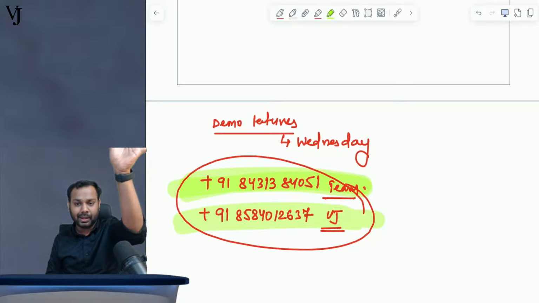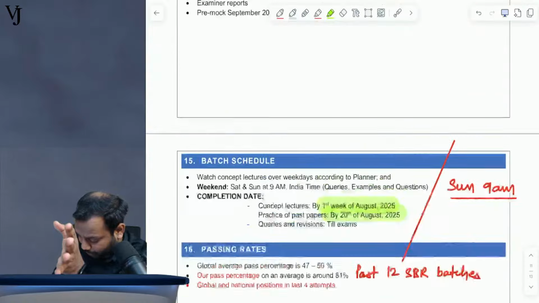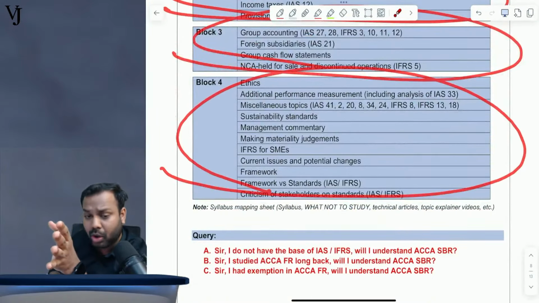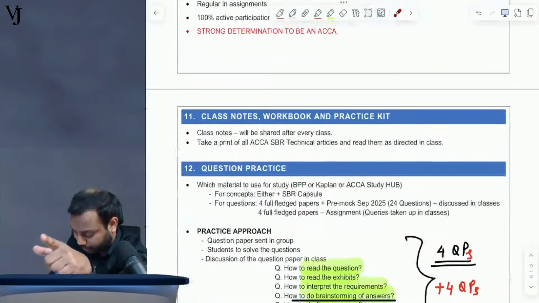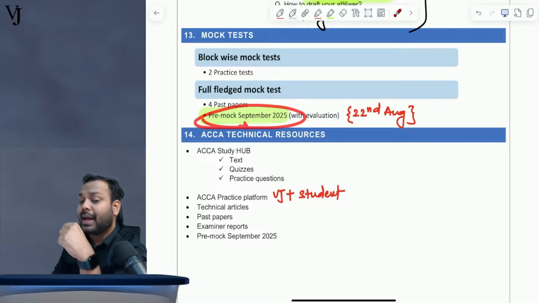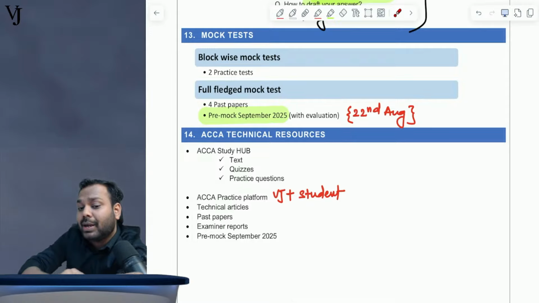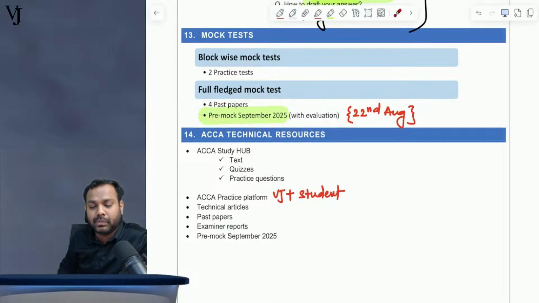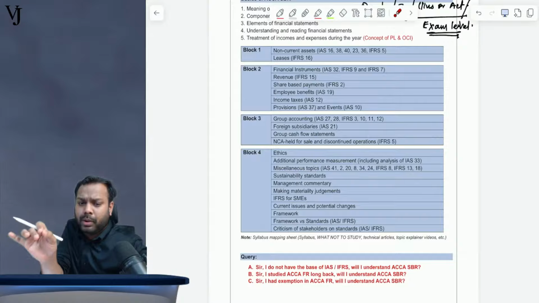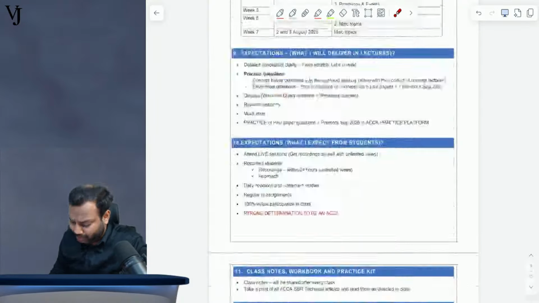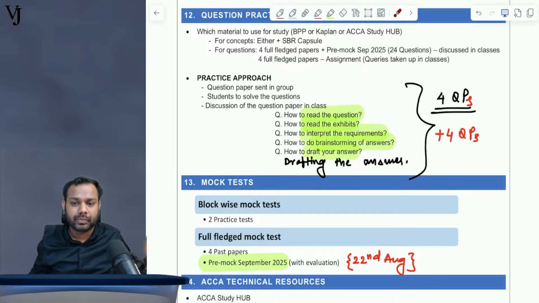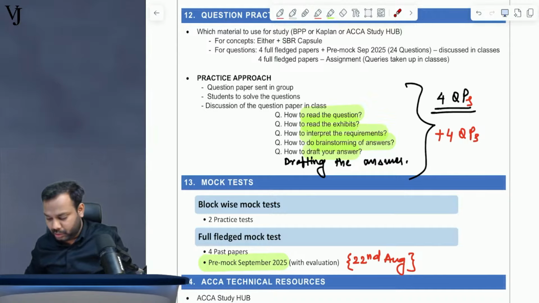Just one more query. Mock tests: as I have told, a mock test will be conducted after completion of each block. A final full-fledged mock test will be conducted for this pre-mock September 2025, where you have to appear for the mock test and send the PDF file to me. I will evaluate it, send personalized feedback to you, and after that I will conduct a session on that. So in total there are around 5 mock tests: 4 will be block-wise and 1 full-fledged, plus practice sessions on past papers. This is what the structure will be. Is that clear, Pramod?